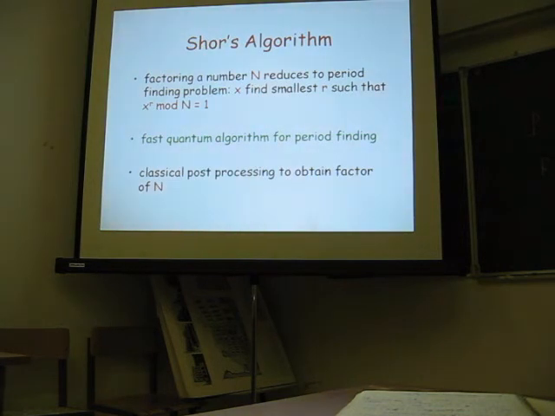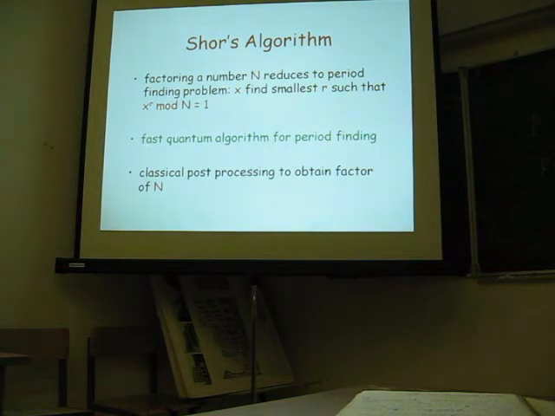Suppose that you want to factor a number n. Then the first step of the algorithm is to classically show, and this was known, that you can reduce this to the following problem: given a number x, find the smallest r such that x to the r mod n is 1. So if you could solve this particular thing for general x and n efficiently, then you can factor. This is 3 lines of algebra, it's easy.